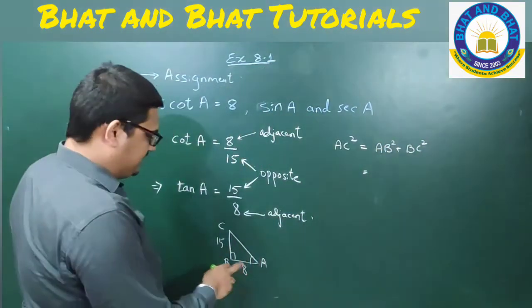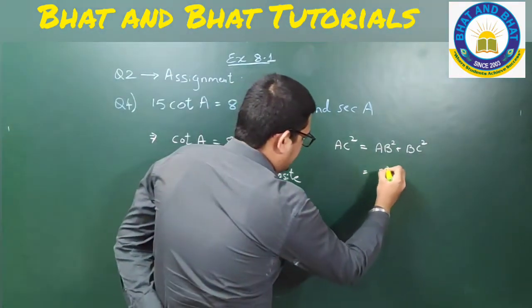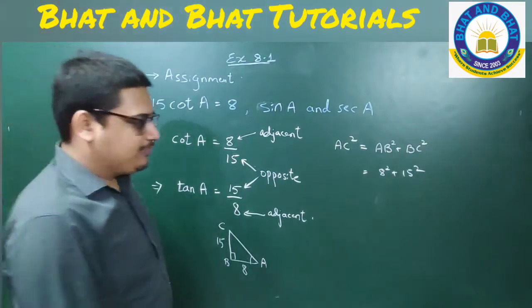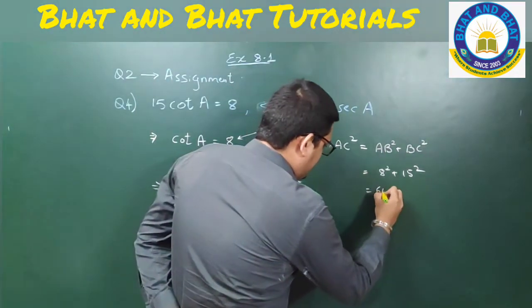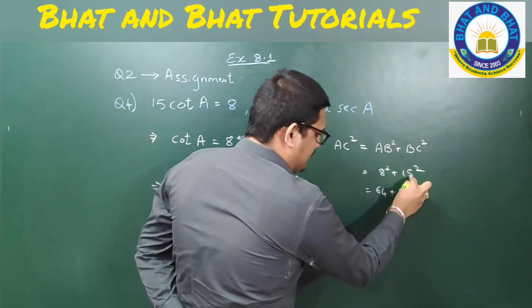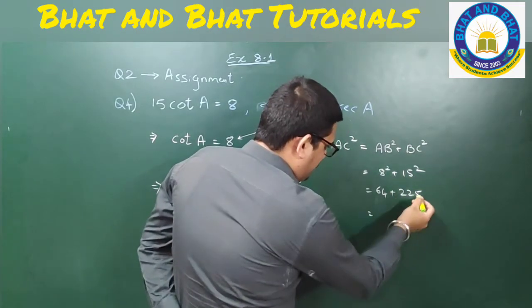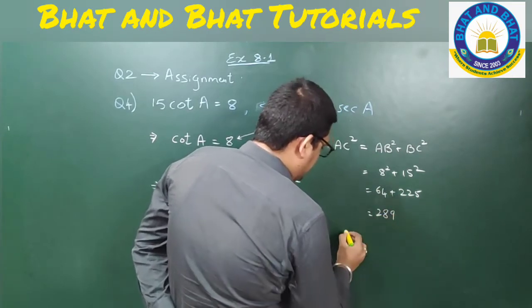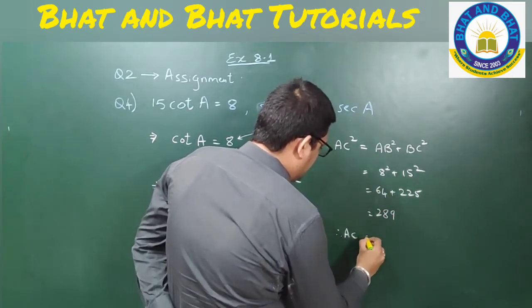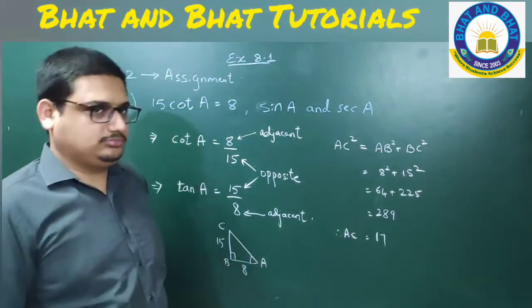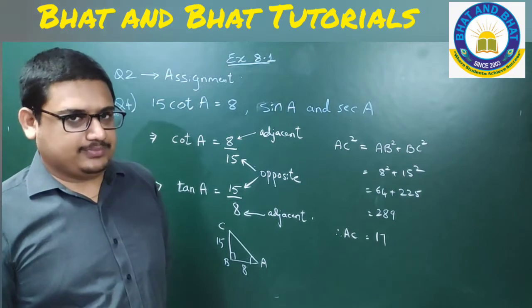AB is given as 8. So 8 square plus BC is 15, so 15 square. 8 square is 64. 15 square is 225. This is the standard square value which you must know. So 64 plus 225 is 289. Therefore AC is equal to square root of 289, which is 17. Correct? Any doubt in that?